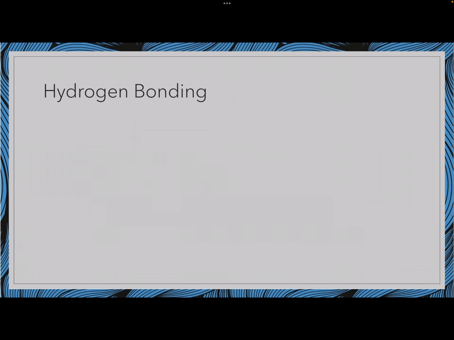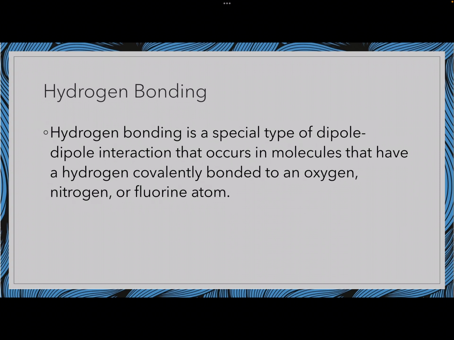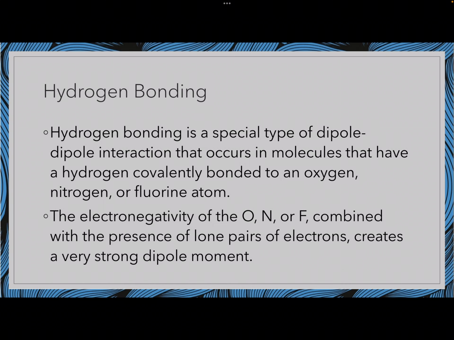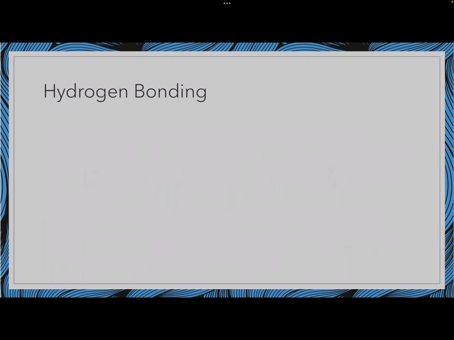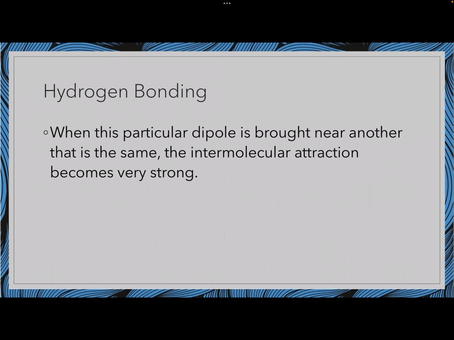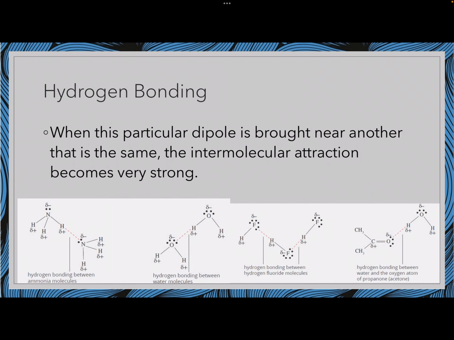The last one we're going to look at is hydrogen bonding. Okay, this is a special type of dipole-dipole interaction that occurs in molecules that have hydrogen covalently bonded to oxygen, nitrogen, or fluorine. Now, basically the electronegativity of those three atoms combined with the presence of lone pairs of electrons on those atoms creates a very, very strong dipole moment. When this is brought near another that is the same, the intermolecular attraction becomes very strong.